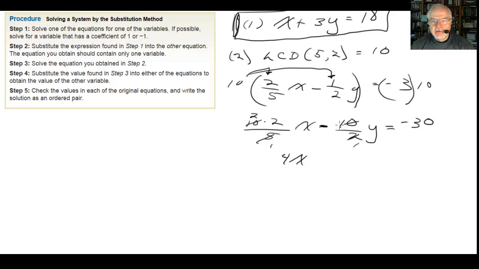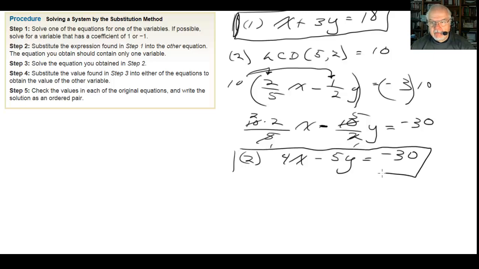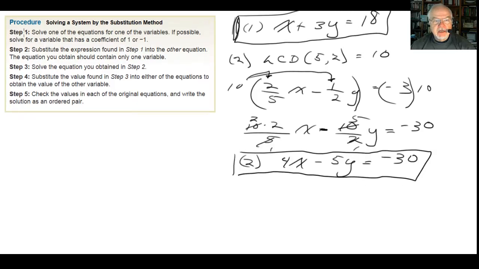2 goes into 2 once. 2 goes into 10 5 times. So that's minus 5y equals minus 30. So this is our brand new equation 2. Again, no fractions. Hooray! Alright, so now we just do the 5 steps as we did before.